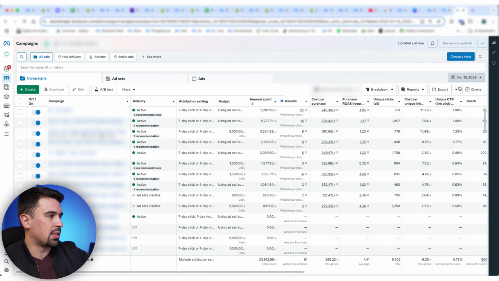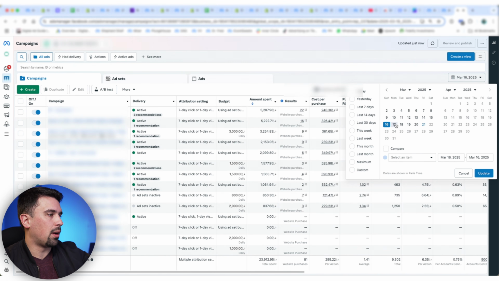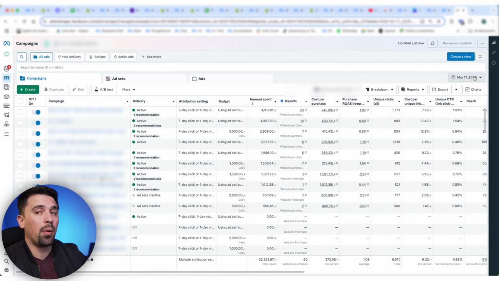So watch this. 16th, 1.41. 17th, 1.08. Okay, this is what I would consider a bad day in this ad account, but it's still profitable. It's still technically like a 1.1, 1.15. Still making money, even though it's a bad day.